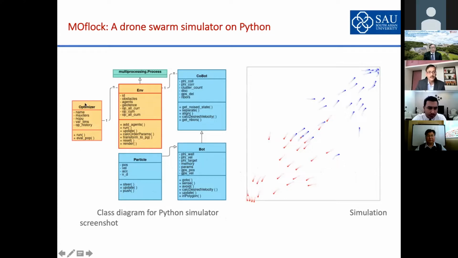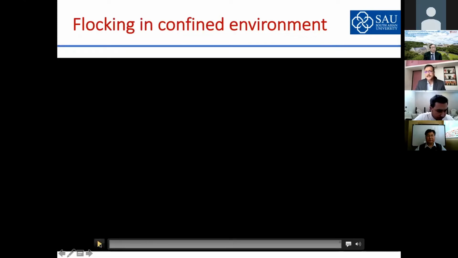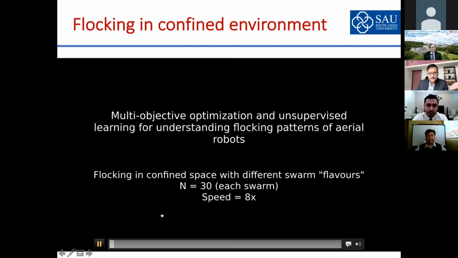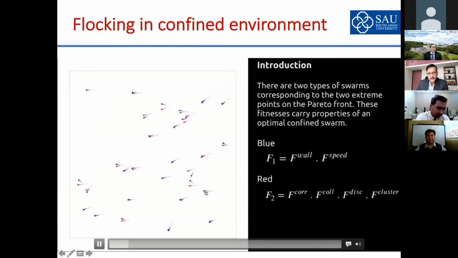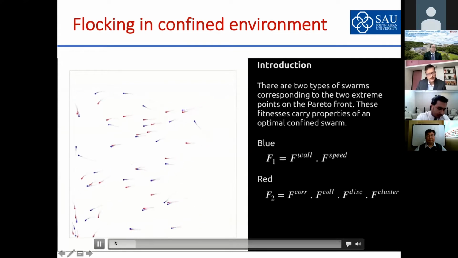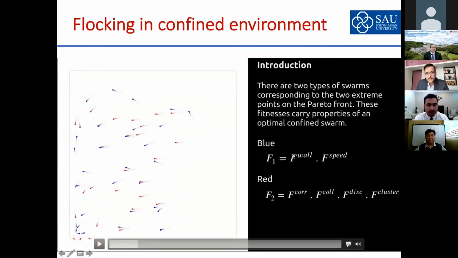I just want to quickly share this simulation that we obtained from our MOFlock simulator. Here we have 30 drones, and the speed of flight is 8 times what we just created. And quickly I want to tell you that out of these 6 objectives, we converted them to 2 objectives, F1 and F2. This F1 contains these 2 objectives and F2 contains these 4 objectives.